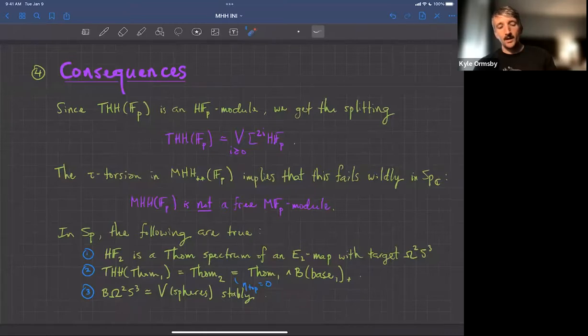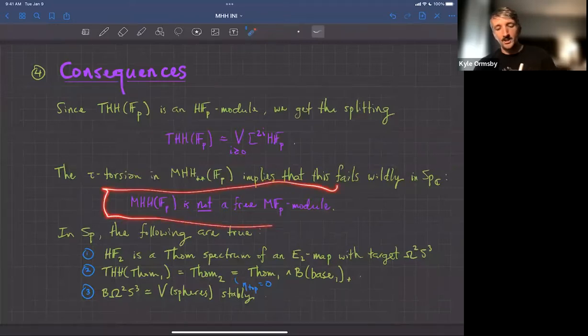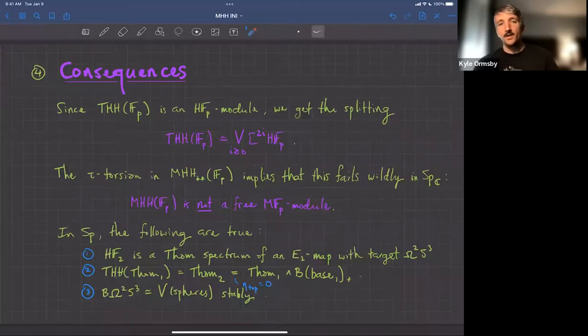In the case of Motivic Hochschild homology, something wildly different happens, right? We have all of those X classes. Each one of those is tau torsion. So in particular, we know that MHH is not a free MF2 module. So we were surprised to see that.